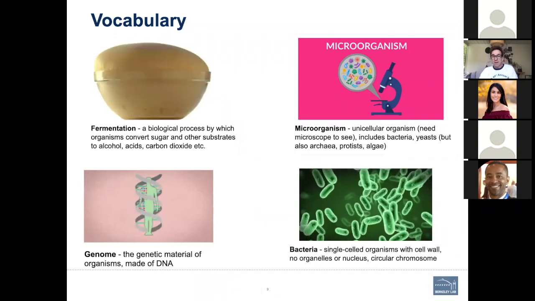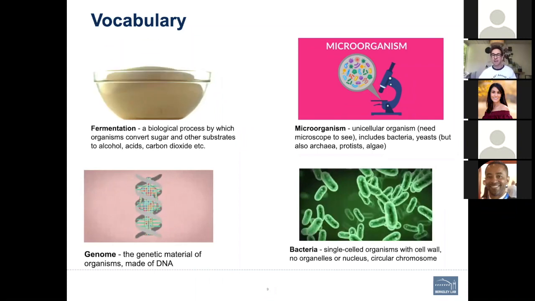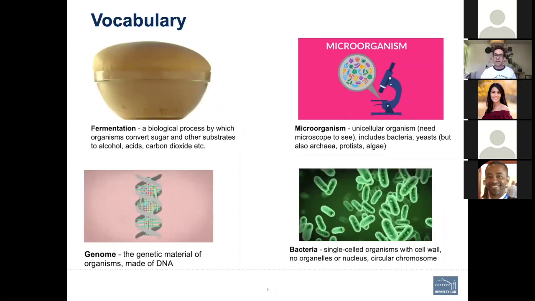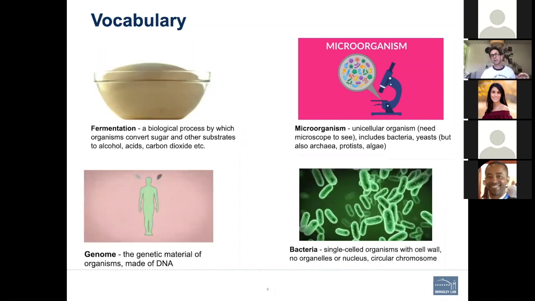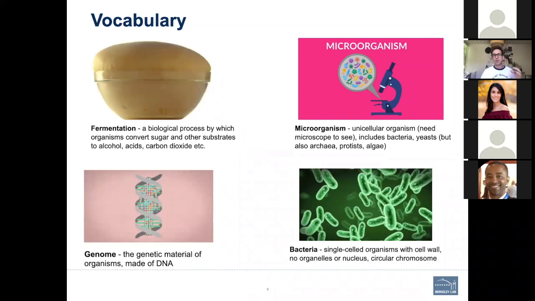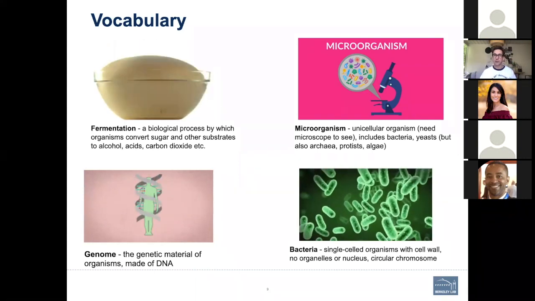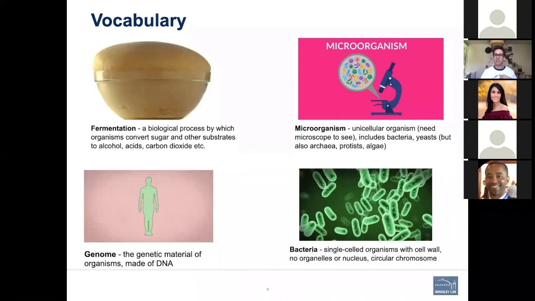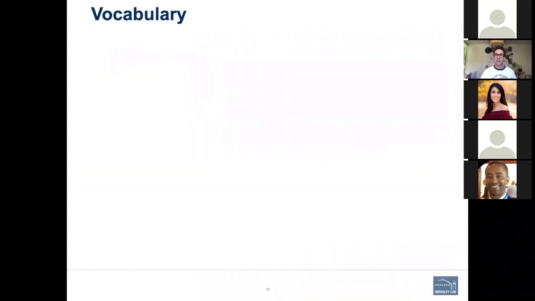Bacteria, those are single-celled organisms. So organisms with only one cell, and they have a cell wall, but they don't have any organelles, which are little compartments within the cells, such as mitochondria, which generate energy, or a nucleus. And they have, in general, a single circular chromosome that their DNA makes up. Next slide, please.